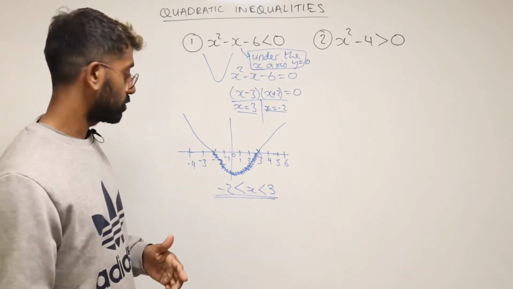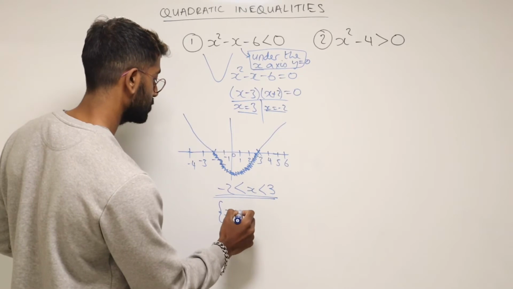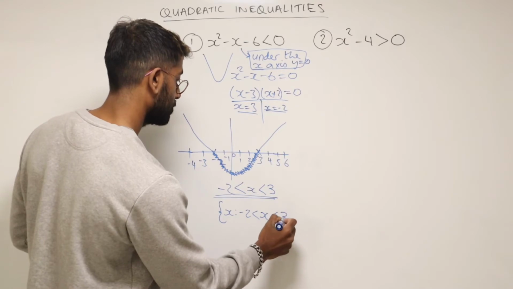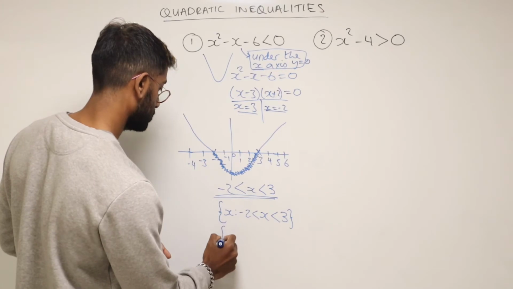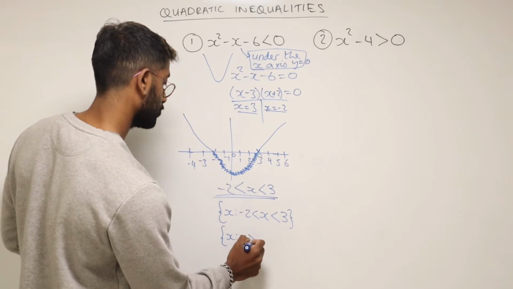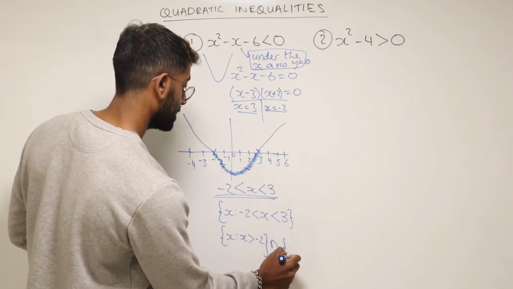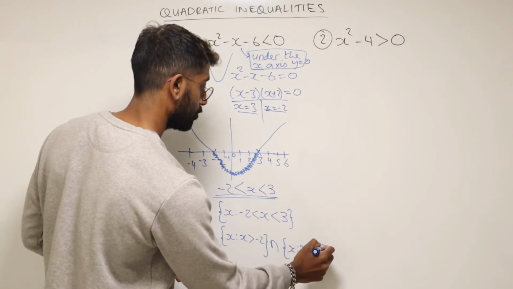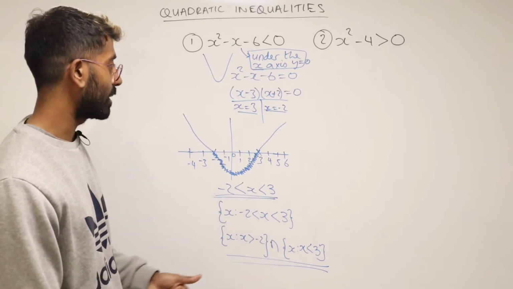Alternatively, we could write it in set notation as well. In set notation, we would write the x values here are greater than minus 2, but less than 3. Or we could also put them separately, and we could write it like this. We say the x values on this side are where x is greater than minus 2. And it's where they intersect with where the x values are less than 3. There we go. So you can write it in any of those 3 formats there.